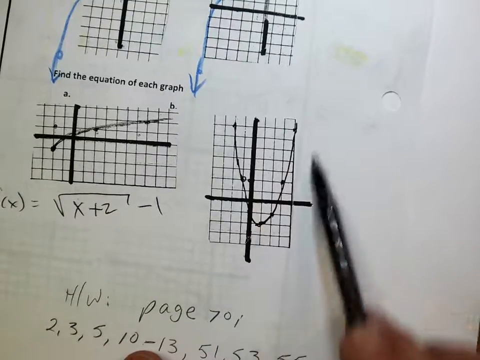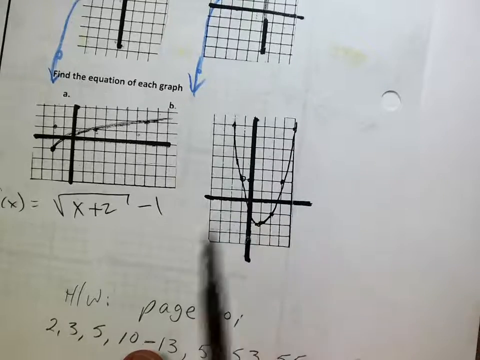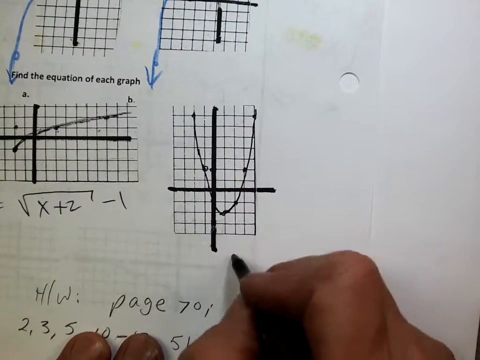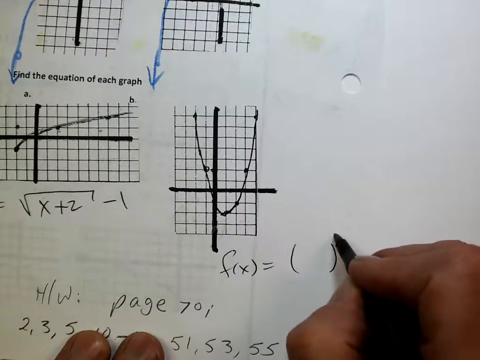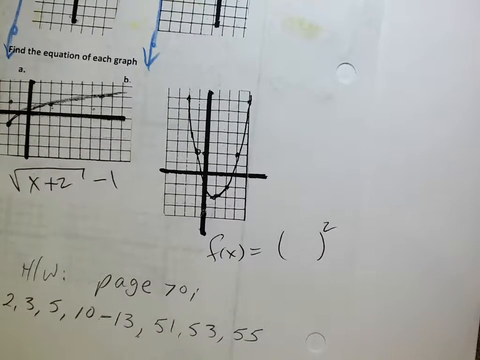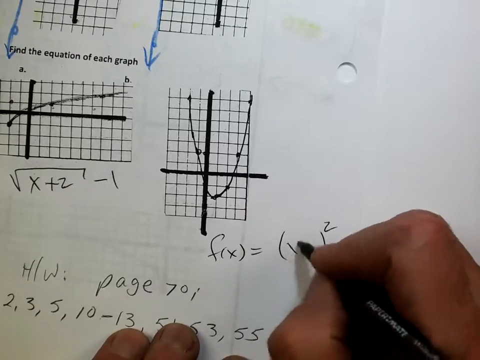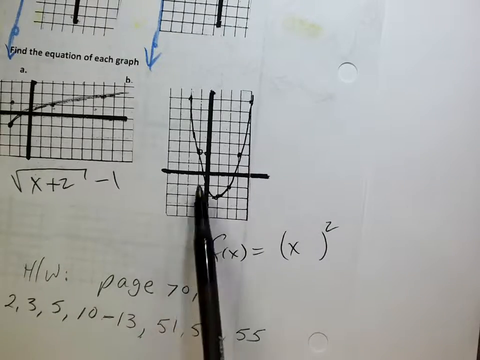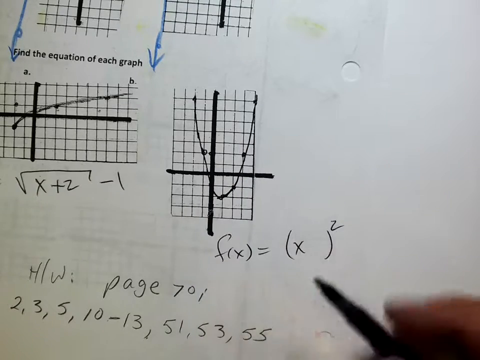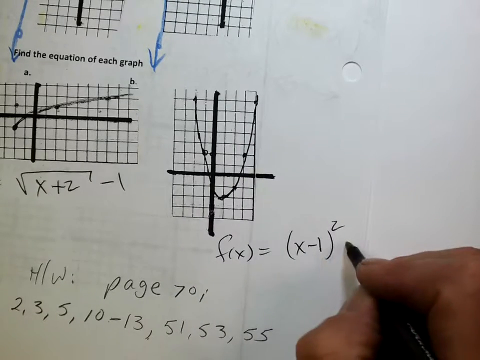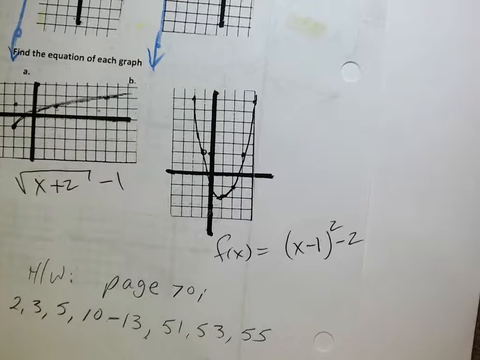Last one. What kind of graph is this? It's an x squared. It's a parabola. So let's start off here. F of x equals, let's go parentheses squared, okay? Let's put the x here, okay? So, to get to the vertex, we have to go over 1, down 2, right? Over 1, down 2, so I'm going to go x minus 1 squared minus 2. And that is the function. Not bad, huh? Okay.